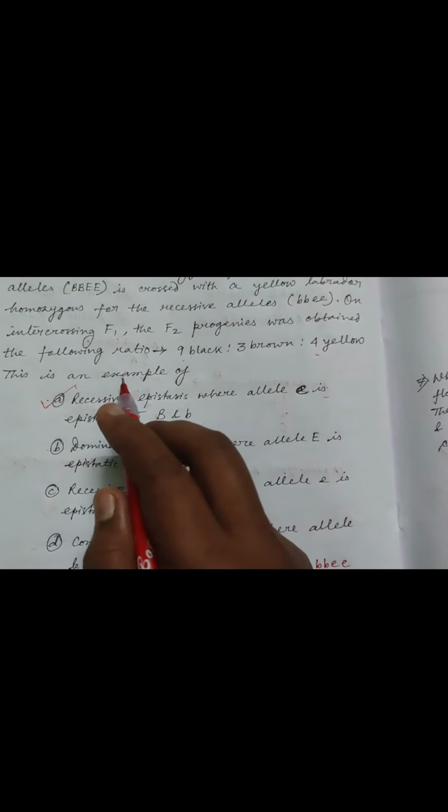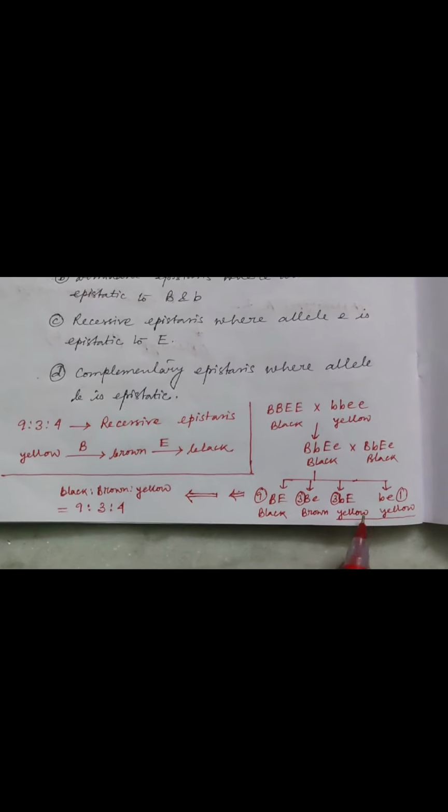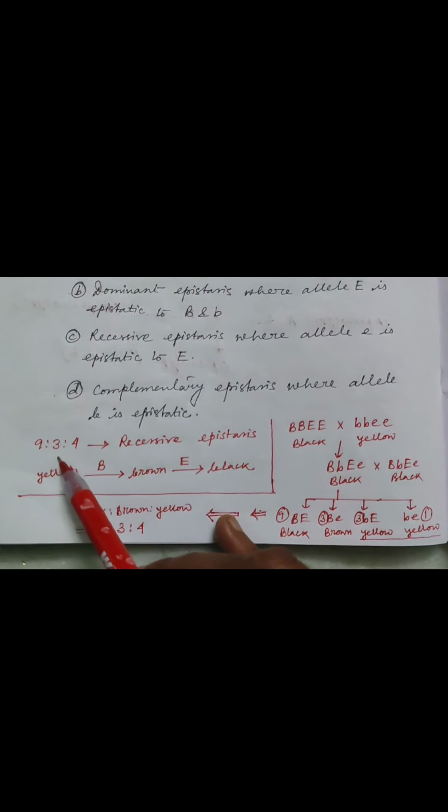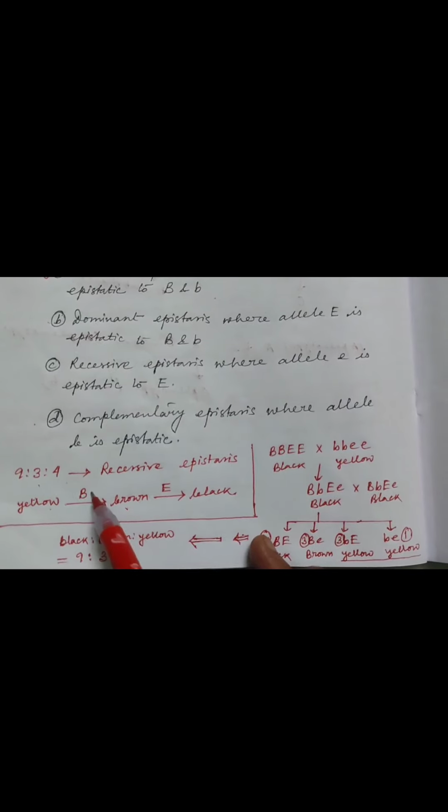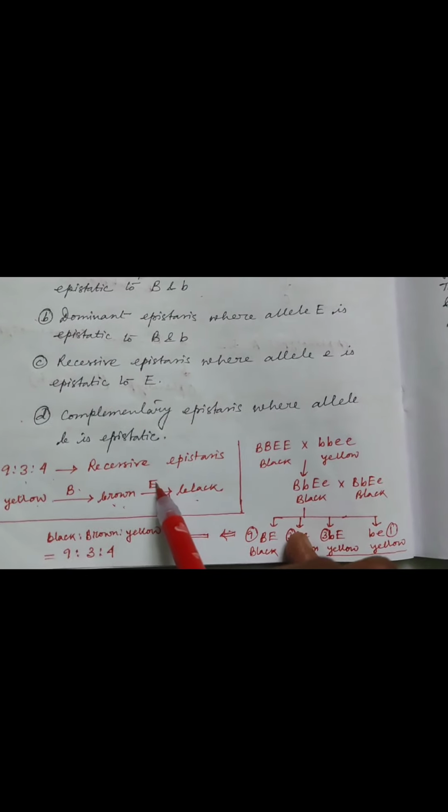Okay, so the correct answer would be option A. So let's see the cross. We know 9:3:4 is the ratio of recessive epistasis, where yellow color will be converted to brown by the action of B gene, and brown color will be converted to black color by the action of E gene.